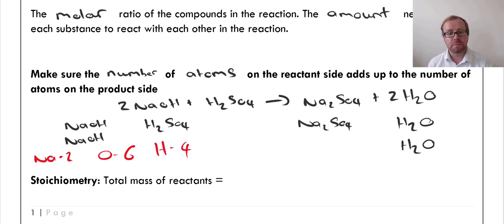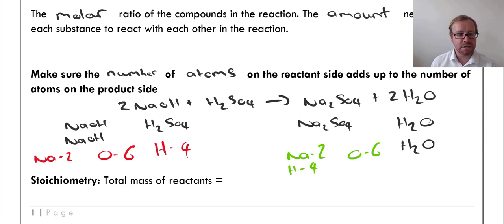Let's have a look at the product side, see if it correlates, if it equals. So here, how many moles of sodium do I have? I have 2. How many moles of oxygen do I have? I have 4 here, 5, 6. How many atoms, excuse me, I keep saying moles, how many atoms of hydrogen do I have? I have 4. So we can see that they add up.